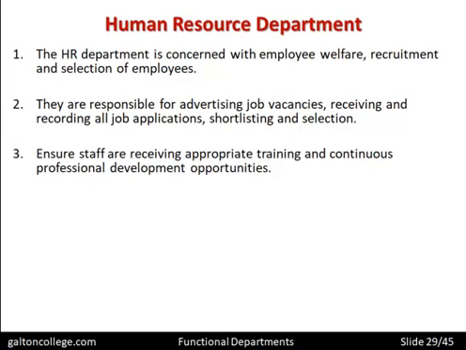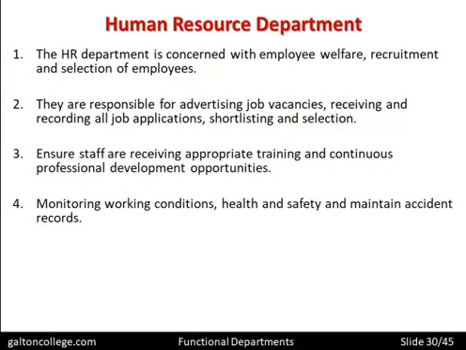Ensure staff are receiving appropriate training and continuous professional development opportunities. It's not just simply a matter of recruiting people into the business. It's developing those people so that they become more productive over time, ensuring that they've got access to training courses and skills and are encouraged to engage in development programs. Monitoring working conditions, health and safety issues, and maintaining accident records.